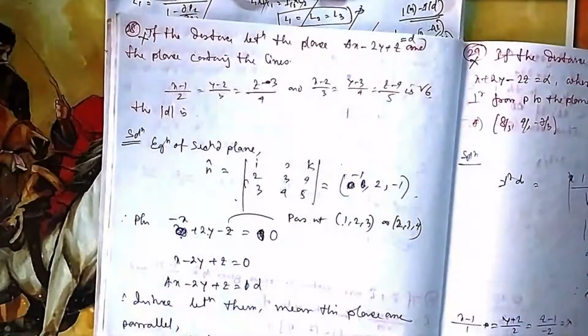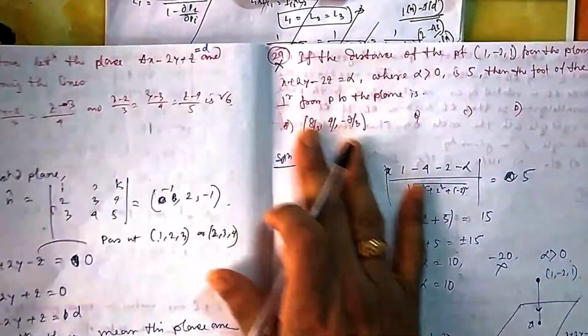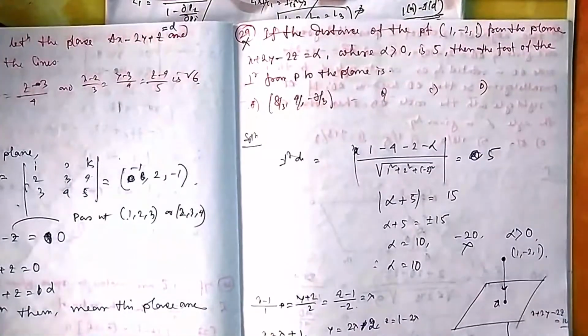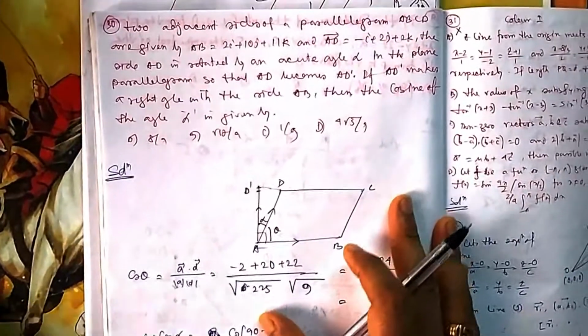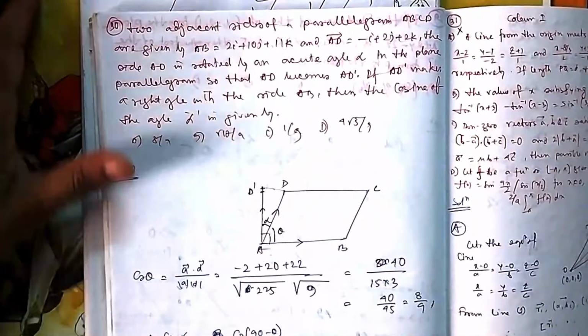Okay students, again question number 28 and 29 are based on 3D, or the concept of 3D is required, so I am skipping these. Now question number 30. If you see question number 30, what is asked here?